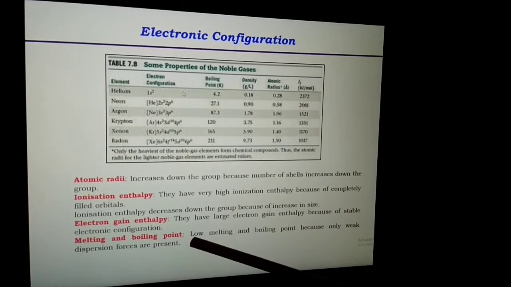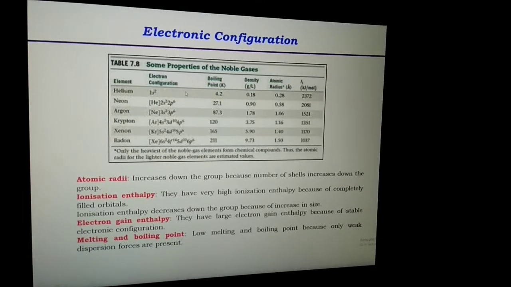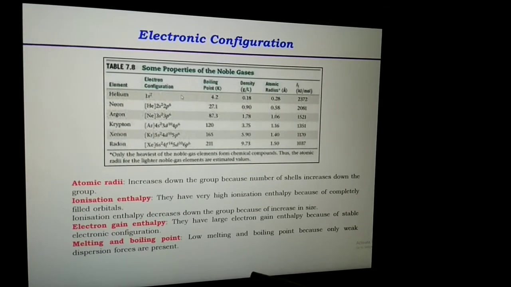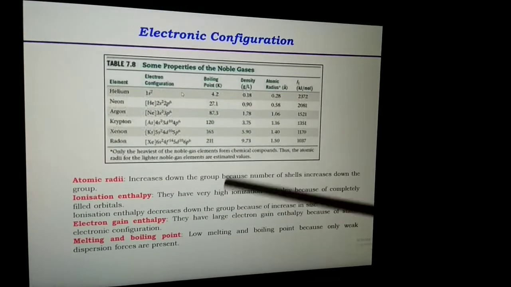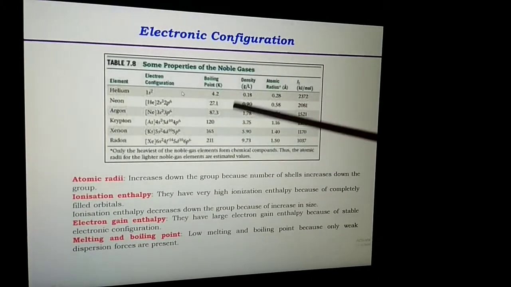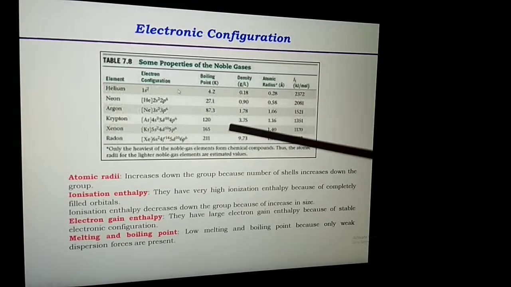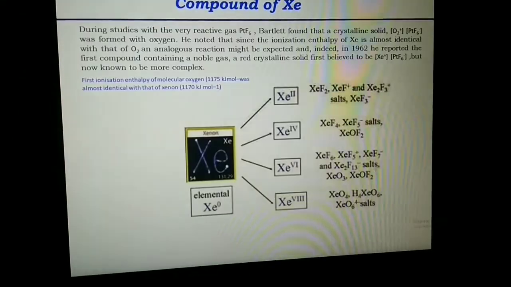Now we discuss the melting and boiling points. The melting point and boiling point increase due to the increasing dispersion force, or London force. Dispersion forces, that is London forces, are present.